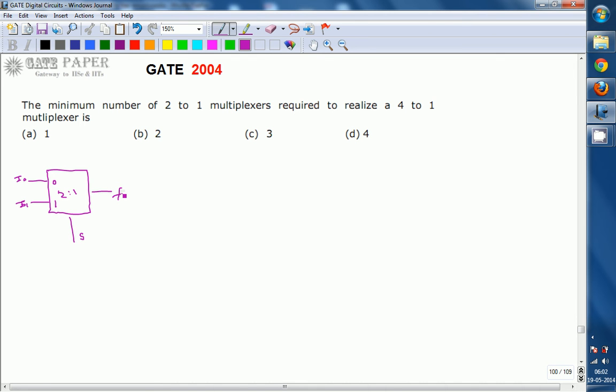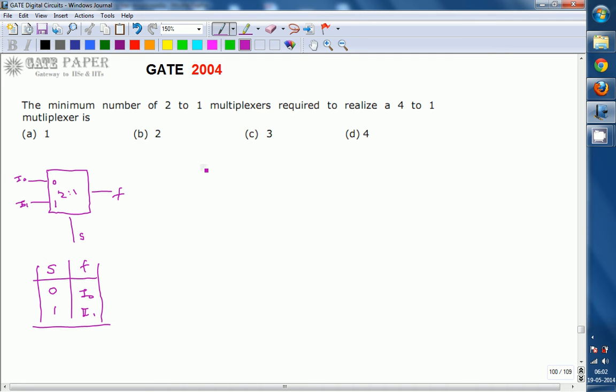That is the truth table of this one. The truth table of a 2 to 1 multiplexer is simply based on the S value, F will be selected. If S is 0, at that time I0 is selected. If it is 1, at that time I1 is selected. Depending on the select line value, the corresponding input present at that line is selected.